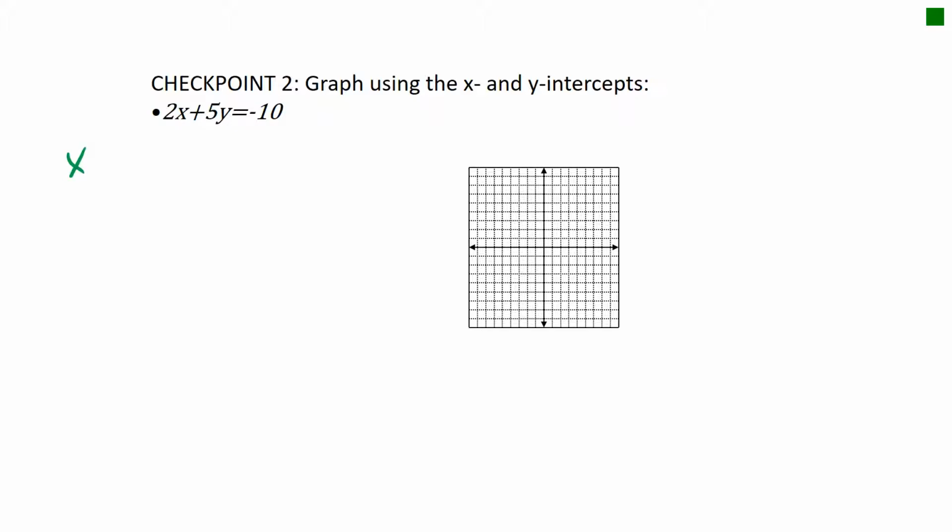So you're going to find the x-intercept. Remember, you're looking for x. Put 0 in for y. You're going to find the y-intercept. Remember, put 0 in for x and solve for y. It's going to make a nice straight line. I need to see all your work. You're going to have a beautiful line.